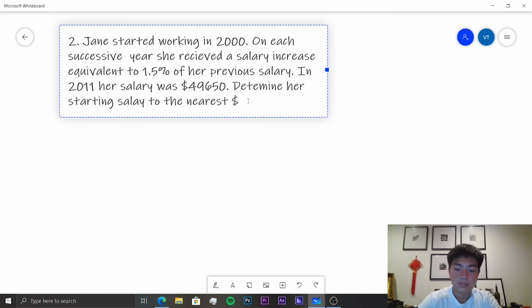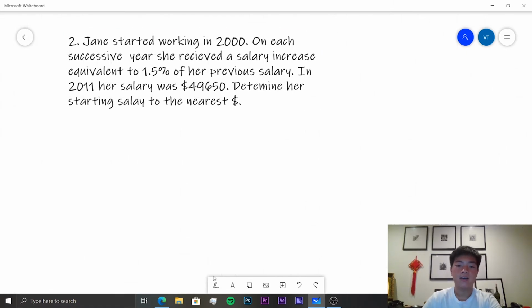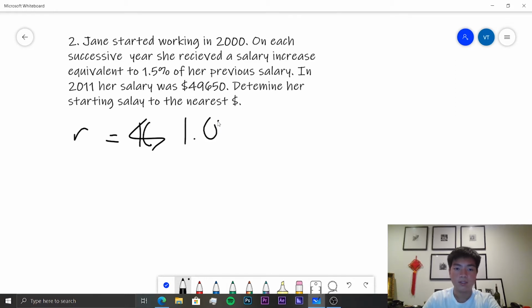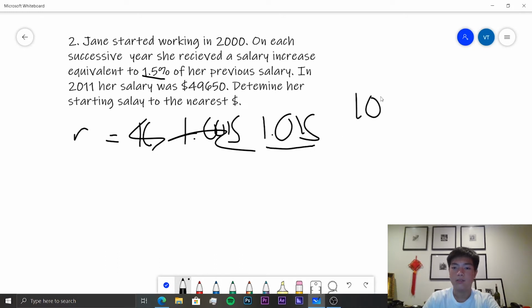Okay, so this is a question of geometric sequences. We know that the common ratio is equal to 1.015, because every year she receives a salary increase of 1.5%, and this is 100.15%. So this is the common ratio between all of her salaries.